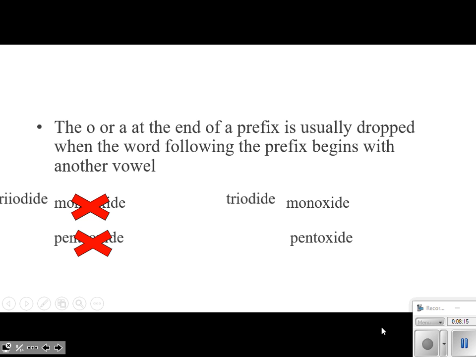Is it triiodide or triiodide? What do you think? Which is the right one? One on the left, because we're talking O and A, right? We're not talking I. So that triiodide with the double I's right there, yes. So when we have the O and the A followed by a vowel, we will be dropping that. But if it has an I, we do not drop that. Okay?